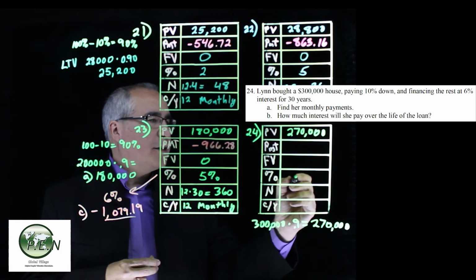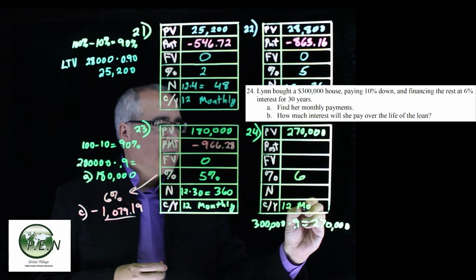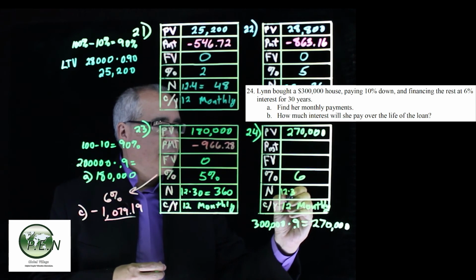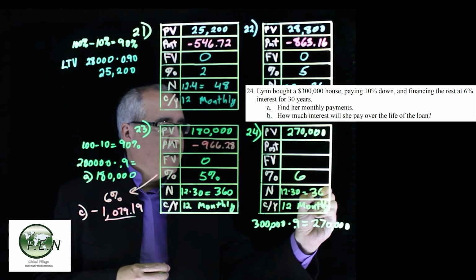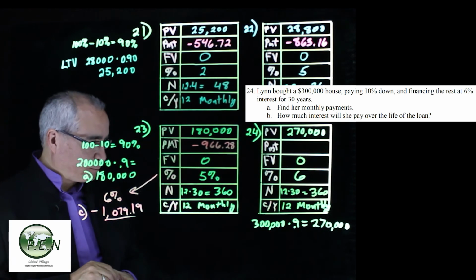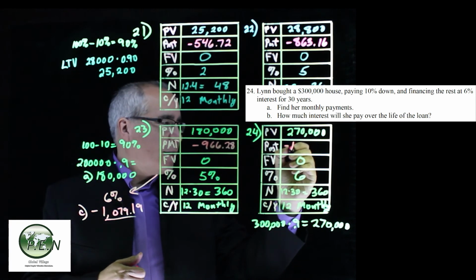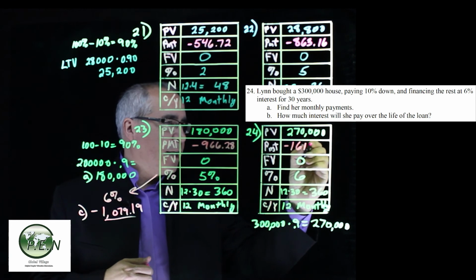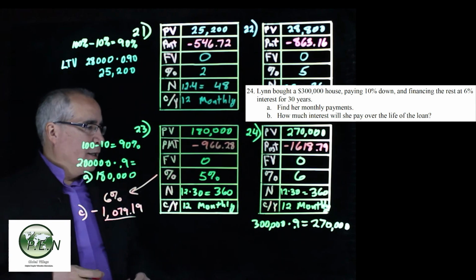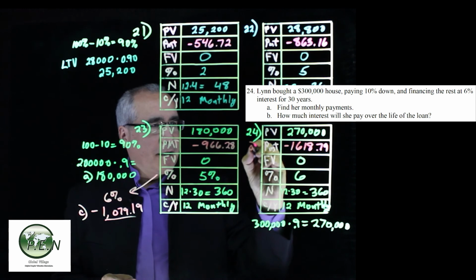6% interest for 30 years. So this is going to be monthly. 30 years is 12 times 30. It gives us 360 for our periods. Future value will be 0 because we're going to have it paid off. Click on the payment button, and you find out that that's $1,618.79. So find our monthly payments. We did that. That's the A part.